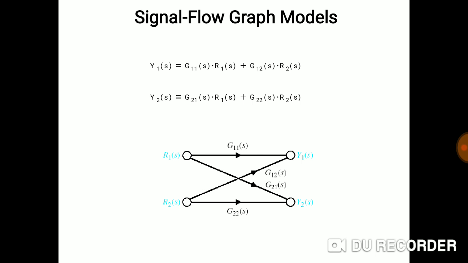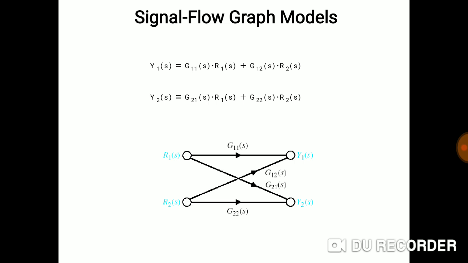This is one example signal flow graph model, as shown in the PPT. It has two equations, y1 of s and y2 of s. Then we will consider the model. It shows two inputs, r1 of s and r2 of s, and two outputs, y1 of s and y2 of s. We'll consider the first equation: y1 of s is equal to g11 of s into r1 of s plus g12 of s into r2 of s.